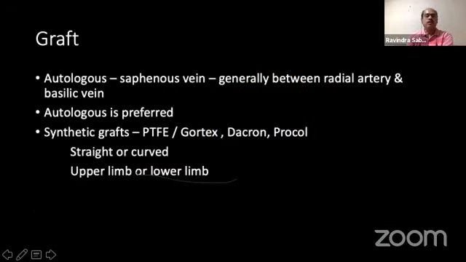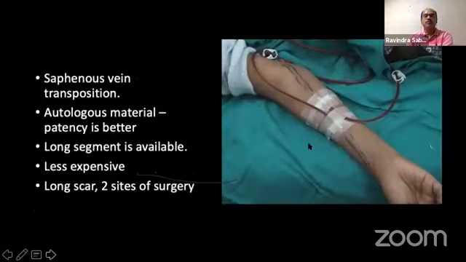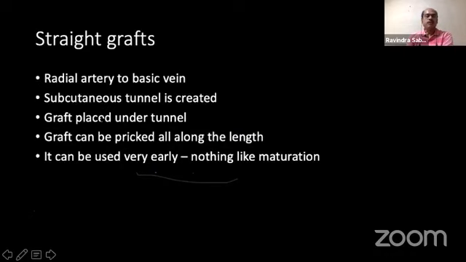Now, if there are no veins, you can use autologous veins. That is, the saphenous vein can be dissected, and synthetic grafts can be used. This is the saphenous vein interposition from the radial artery to the basilic vein, which is also quite good, less expensive, and a good long segment. But there are two scars. Sometimes grafts can be used. A straight graft can be used from the radial artery to the basilic vein.